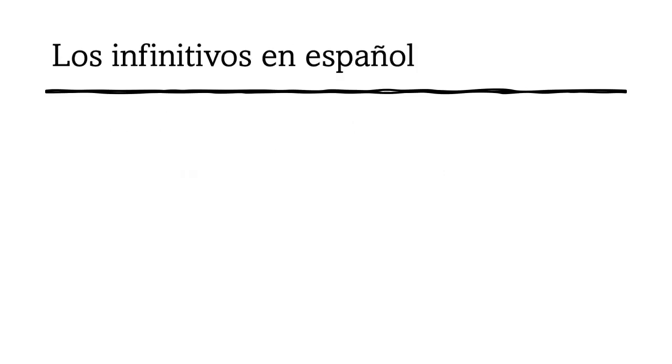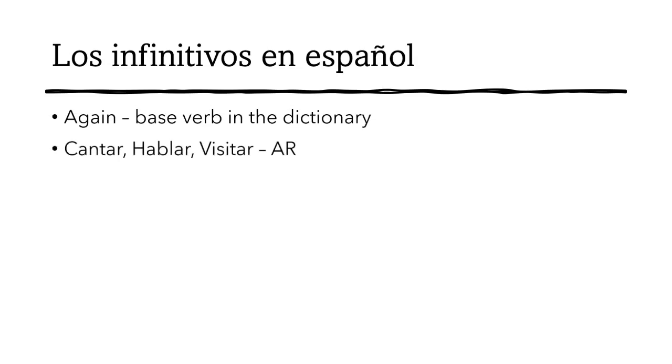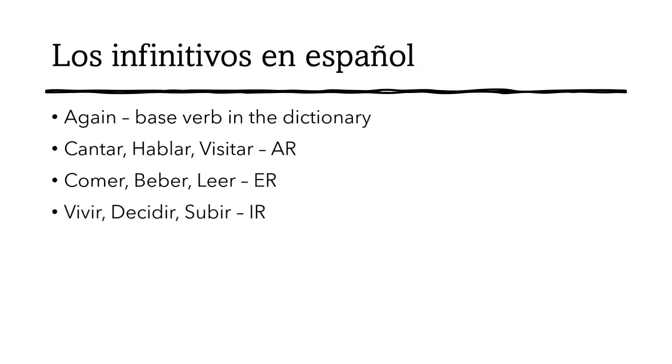So, los infinitivos en español, exactly the same sort of thing. Again, it's that base verb we're looking for in the dictionary. And we have three sorts of verbs, three categories. So we have cantar, hablar, visitar, which are verbs that end in AR. We have comer, beber, leer, which are verbs that end in ER. And we've got vivir, decidir, and subir, which are verbs that end in IR. So these are examples of those three categories.